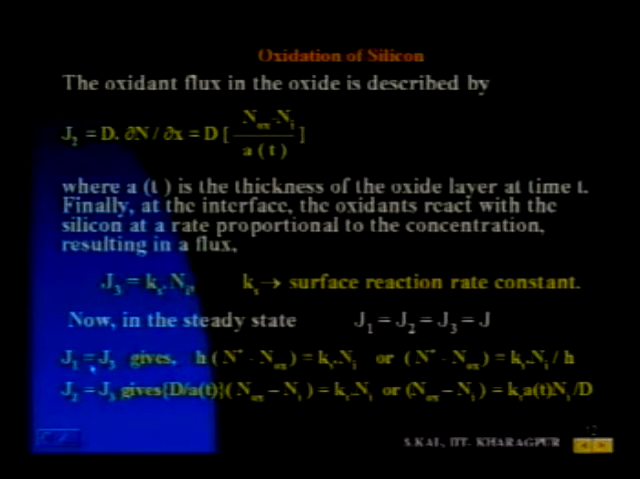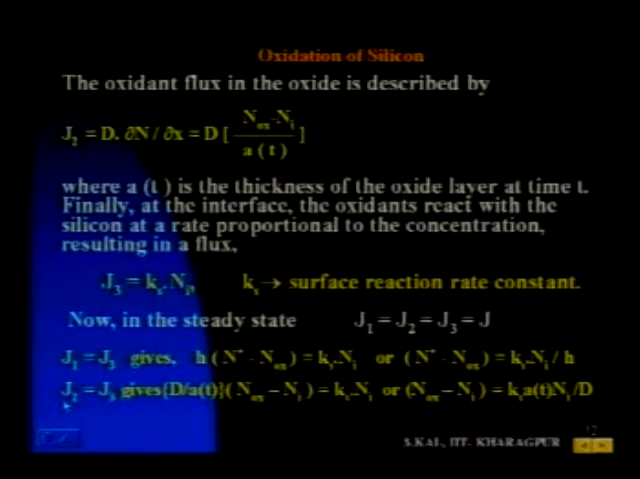Now if you equate J1 equal to J3, then we will find this relation. You can just do it. J1 equal to J3, then we will get h into N star minus Nox is equal to Ks into Ni, or N star minus Nox is equal to Ks Ni divided by small h, and small h already is a function of capital Hg, Ks, etc., which I have shown in earlier expression.